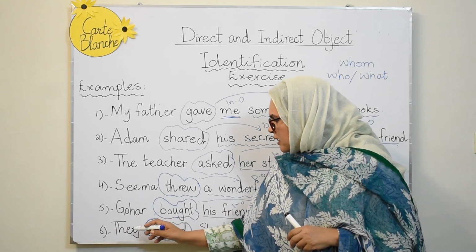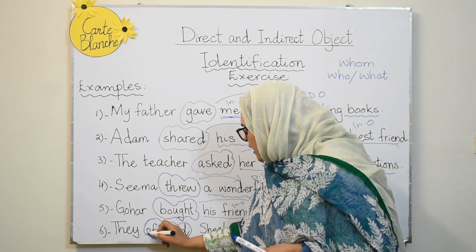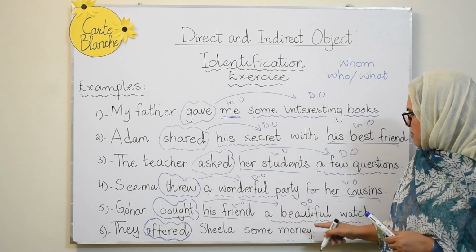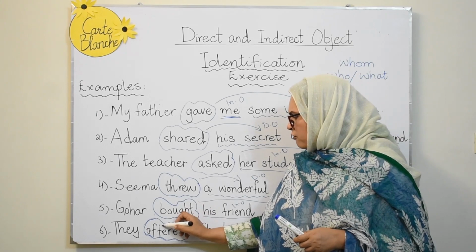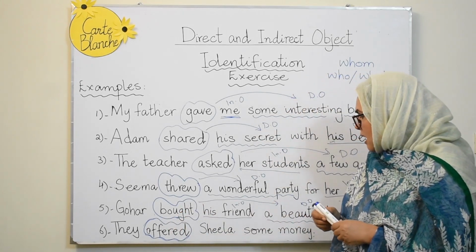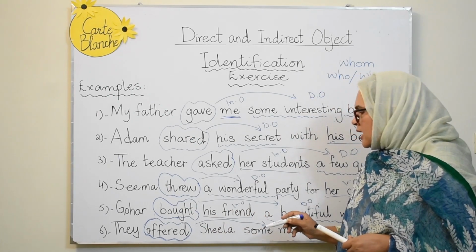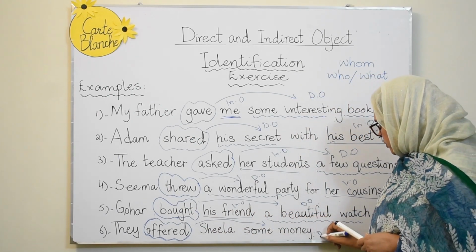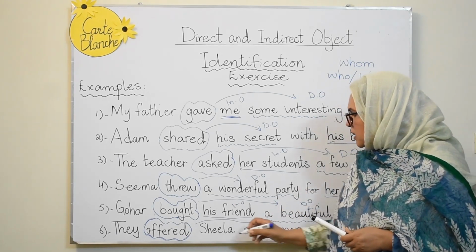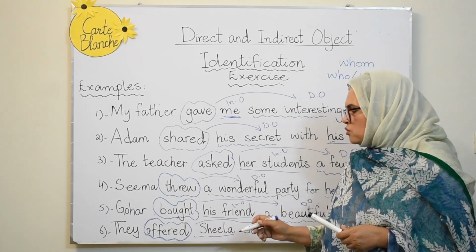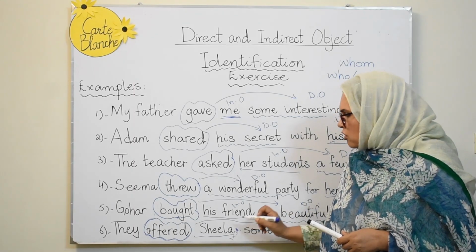Let's go to the next one. They offered Sheila some money. Now, what did they offer? They offered some money. So, some money is the direct object. I'm putting it on this side. And to whom was the money offered? Sheila was the one to whom the money was offered. So, this is the indirect object.